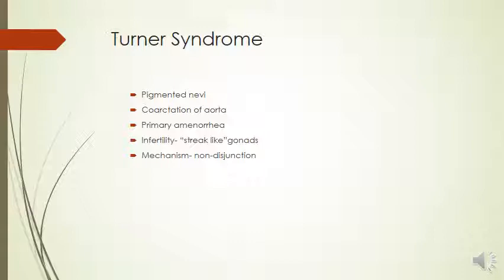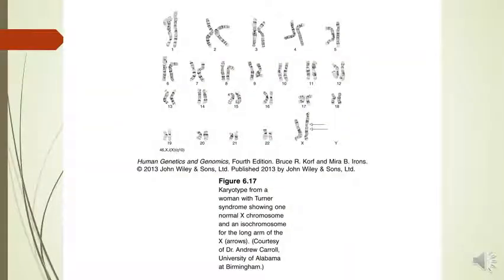And the mechanism by which a child normally gets Turner syndrome is by non-disjunction. This is a karyotype from a woman with Turner syndrome showing one normal X chromosome and an isochromosome for the long arm of the X.